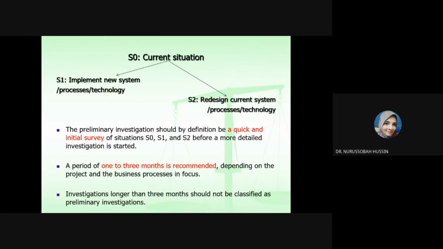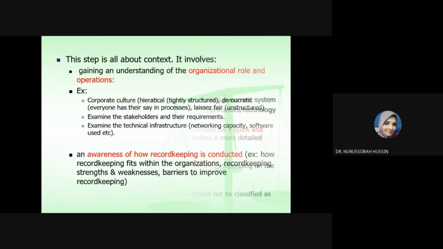Okay, in this case, we want to decide because our current situation is we want to improve the ERMS. So we want to decide whether we want to implement a new system or redesign the current system. So we must have a quick and initial survey to collect the information. Okay, let's see the example.